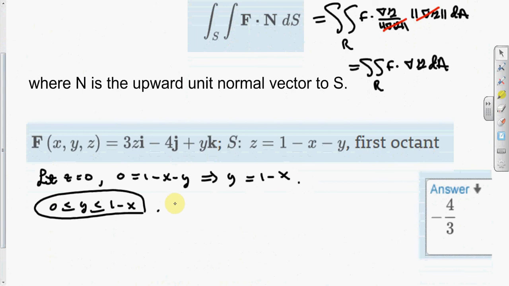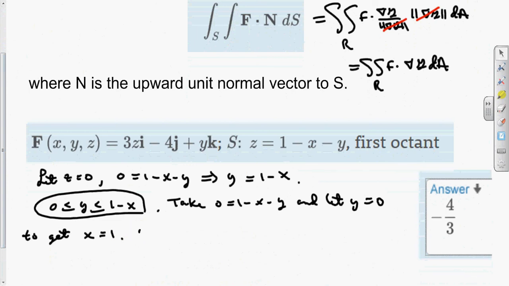Now for X, here we take this equation, 0 equal to 1 minus X minus Y, and let Y equal to 0, to get X equal to 1. So 0 less than or equal to X less than or equal to 1. And you could have flipped that. You could have said 0 less than or equal to X less than or equal to 1 minus Y. That would have been fine. Then down here you would have had 0 less than or equal to Y less than or equal to 1. Doesn't matter.